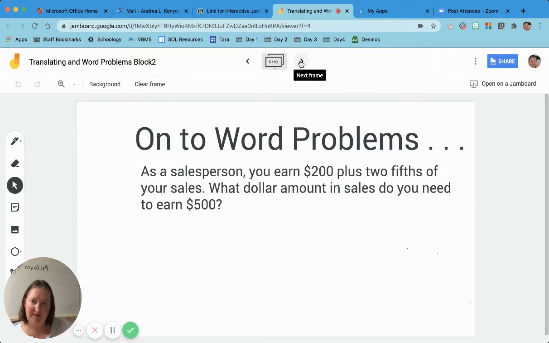On to word problems. So with this, you've got to be able to read, set up an equation, and then solve it. Once you've solved it, you want to go back and say, does my answer make sense? Did I answer the question? Not just find the value of x, okay? You need to make sure you're answering the question.